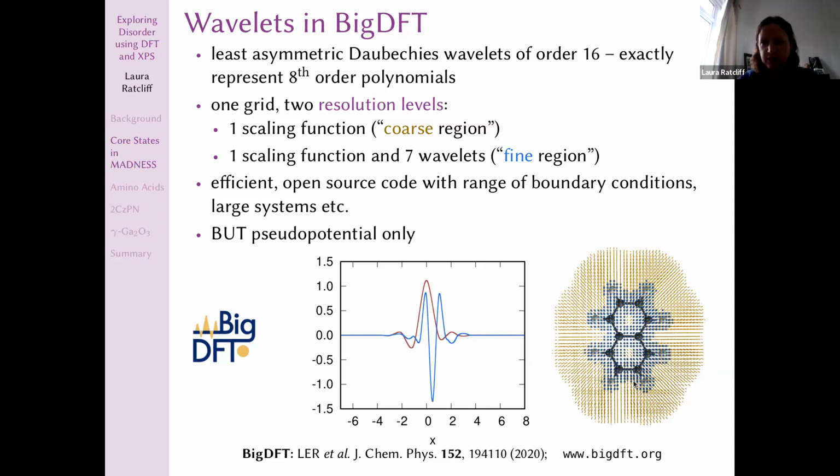So this is useful for inhomogeneous systems. It's efficient. It's also an open source code that has a range of boundary conditions, and we can do linear scaling so we can look at large systems. So wavelets give you a lot of advantages for a DFT code. But BigDFT is pseudopotential only. And if we're interested in core states, okay, we could generate some core hole pseudopotentials, but really I'd like a code that has access to the core electrons explicitly.